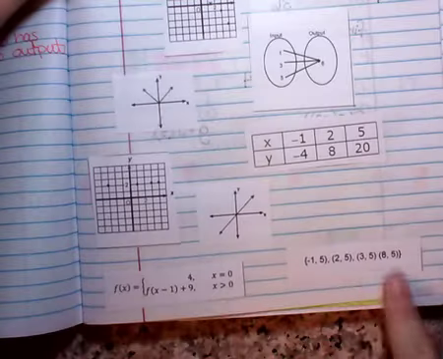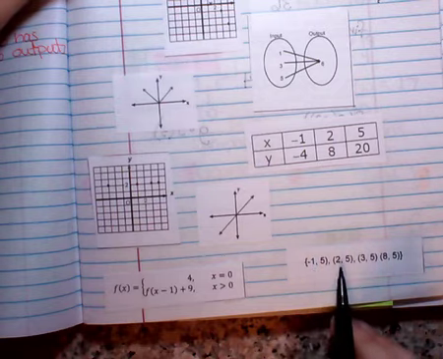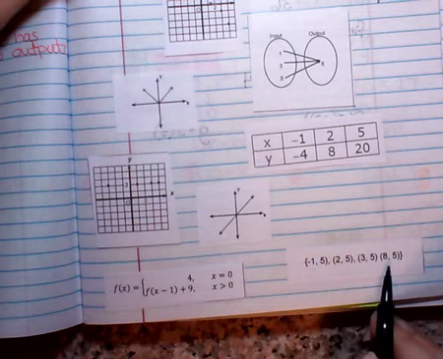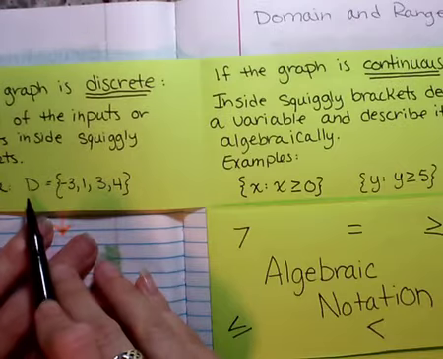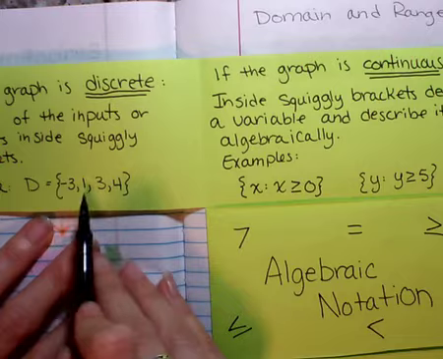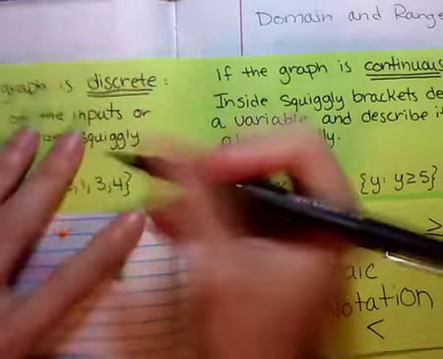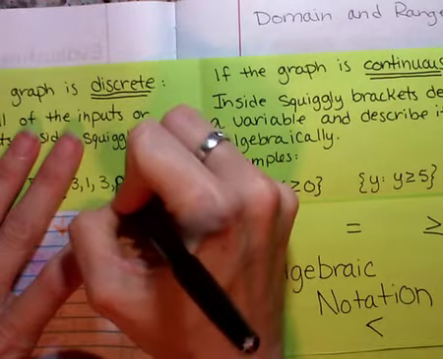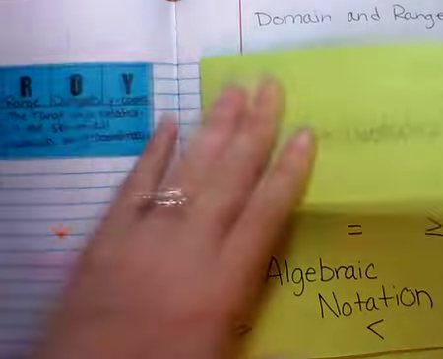In this set that we have down here, our domain is all of our x values. So we have -1, 2, 3, and 8 are all of our x values. So inside our squiggle brackets, we would write D for domain equals squiggle brackets -3, 1, 3, and this should be an 8, not a 4. Okay. So that was our set notation.